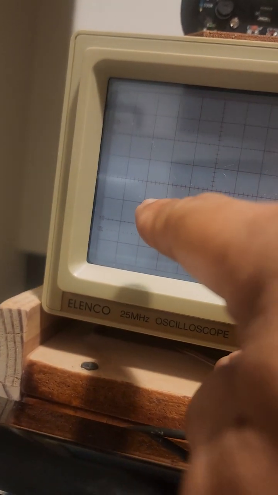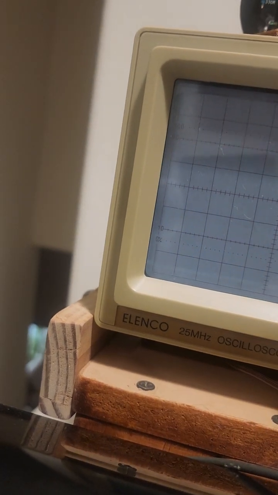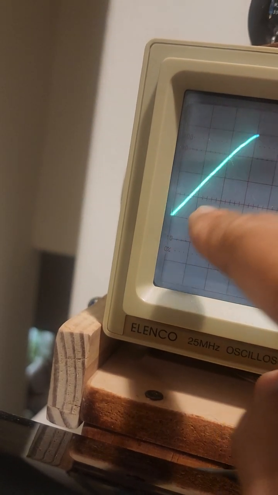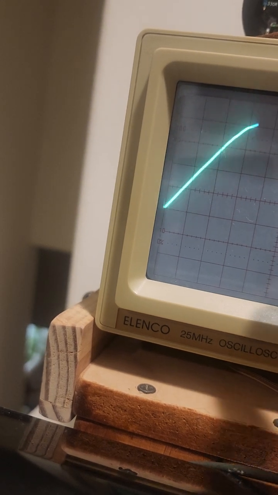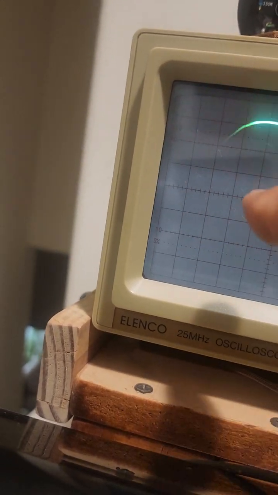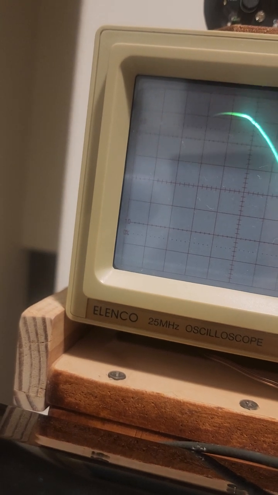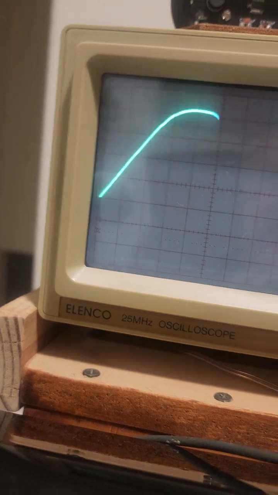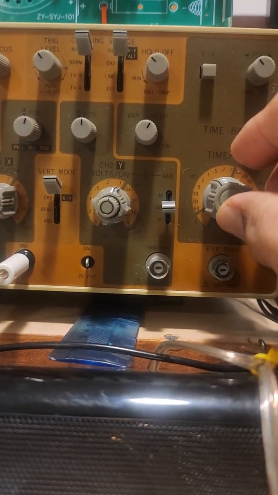So we could count the number of divisions from this point here to this. From this point to this point is actually half cycle. So whatever counting we have here, we will just multiply that by 2, and that will be the total seconds per cycle. And the setting of this one is actually 1 millisecond per division.